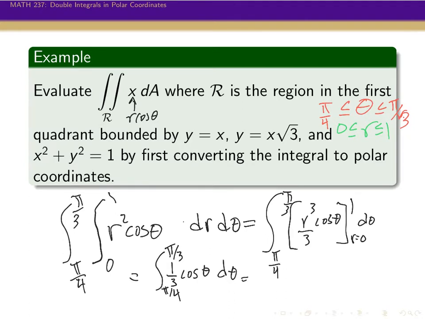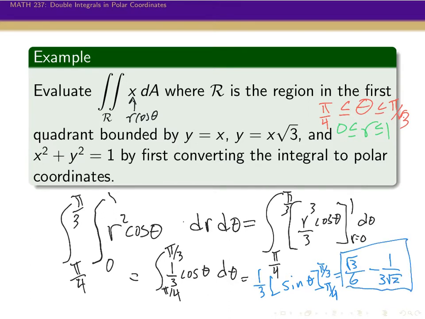And so then working that out, I get 1/3. The integral of cosine is sine theta going from pi over 4 to pi over 3. So sine of pi over 3 is square root of 3 over 2. And so we have square root of 3 over 3 times 2 is 6, minus sine of pi over 4 is 1 over square root of 2. So we're going to multiply that by 1/3.